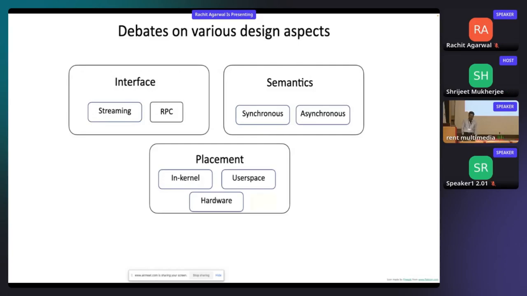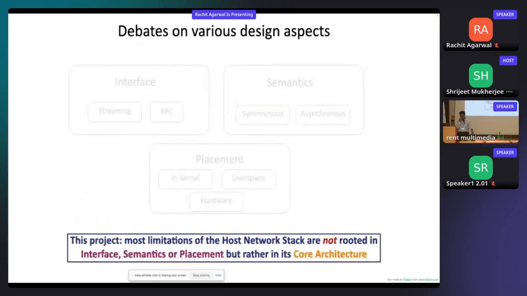Why? Because all of us are running different applications. All of us have different goals. And for a particular application or a particular goal, one of these choices might be better than the other choices. What I want to tell you a little bit today is that most of these limitations that we saw in the last slide are really not rooted in the interface semantics or the placement of the network stack functionality. They're really rooted in the stack architecture, the way we have designed our Linux kernel network stack today. It's an architecture question. And my hope is that by the end of the talk, I'll be able to convince you that we need to rethink this architecture.